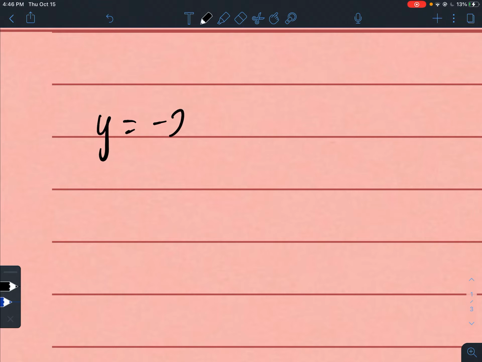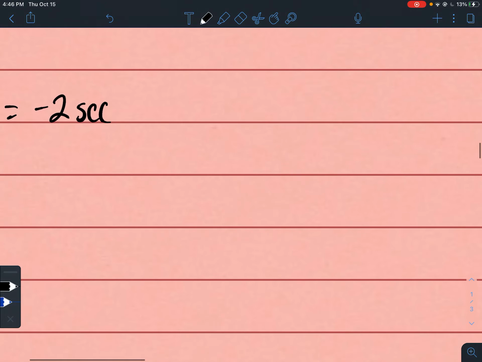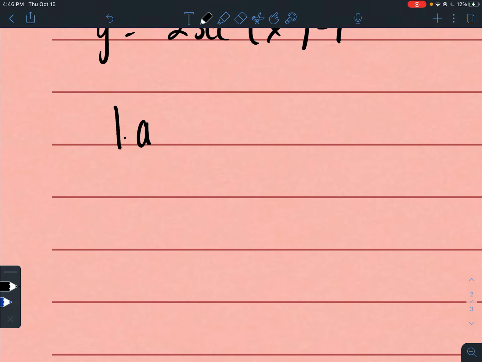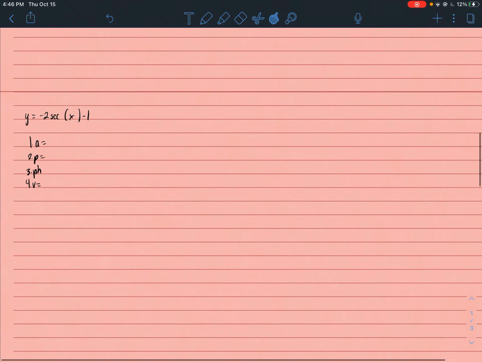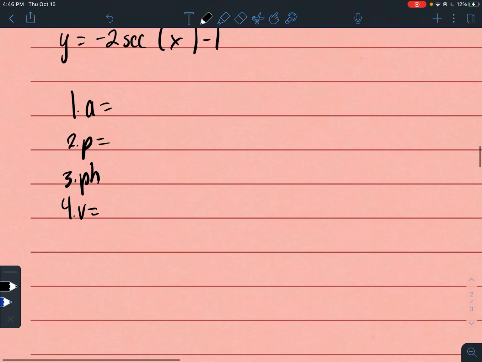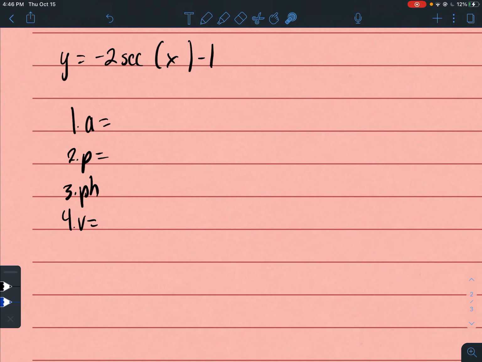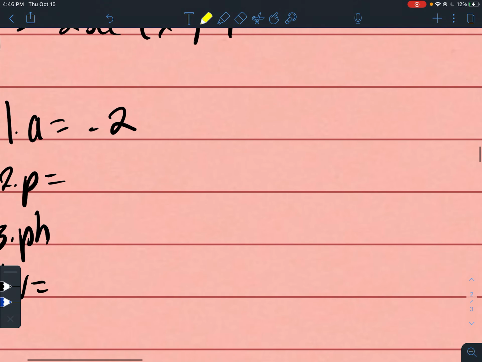Y equals -2 secant (x minus 1). So you can do the same thing for all the last ones. A equals 2, P equals 3, PH equals 4, V equals. This is just to have it laid out so it's easier for you to find the important key parts. So immediately upon looking at this, you know it's a -2, and I want you to put a very important mark here, like a star that says reflection.